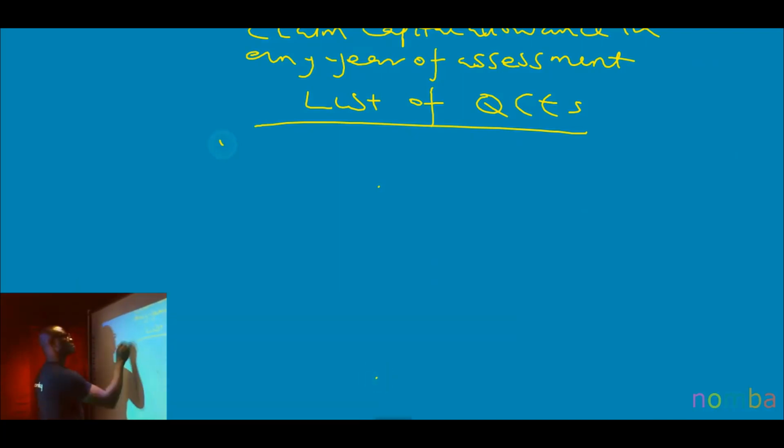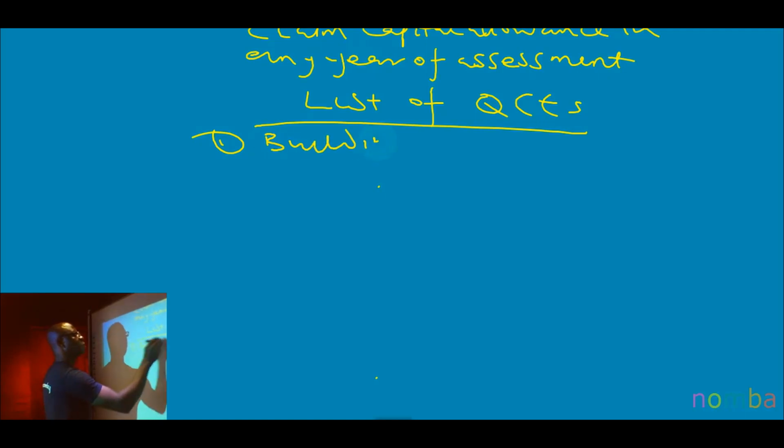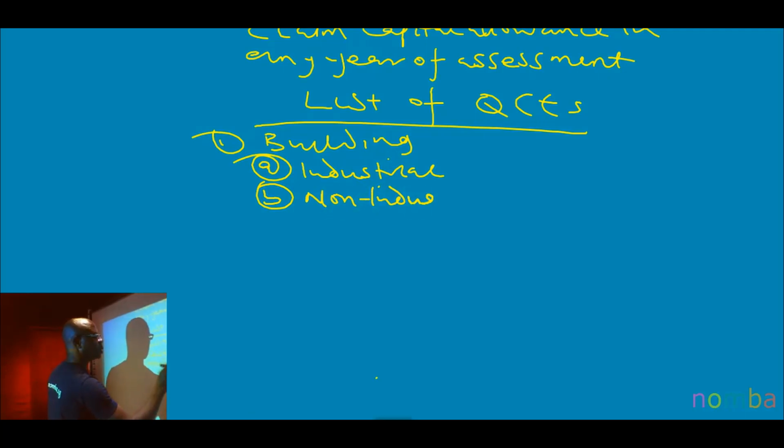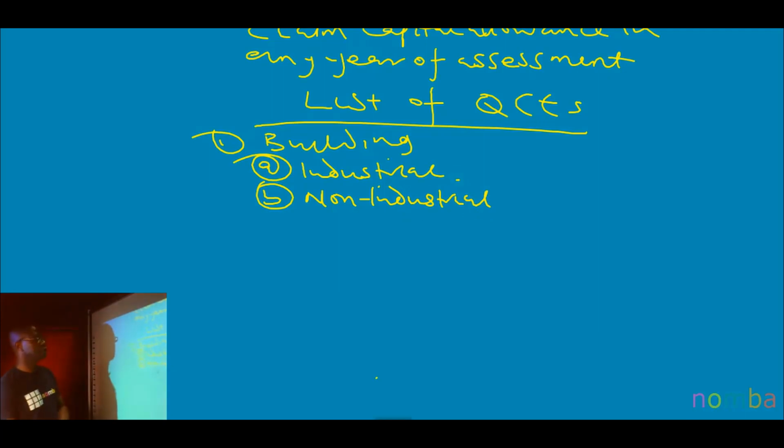1. Building. For building, it's going to have A, industrial building, and B, non-industrial building. I will take time and explain industrial. And of course, if it is not industrial, it is non-industrial. That is building. Let's look at building first.